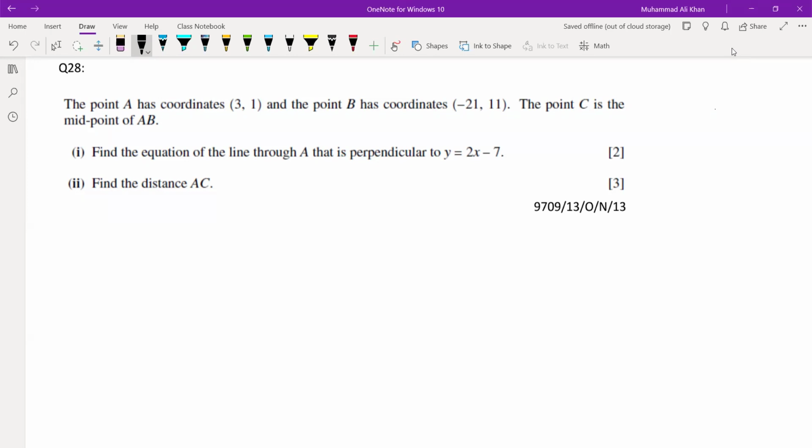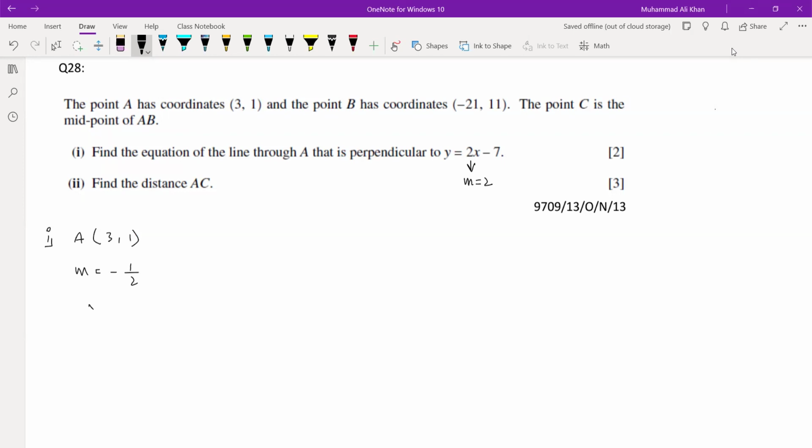Bachcho, for finding the equation of any line, we need a gradient and a coordinate. So the coordinate is given, the line passes through A, which is 3, 1, but we don't have the gradient. But we can calculate the gradient by using this line, and the gradient of this line is 2. Therefore, the gradient of our line is minus 1 upon 2 because the line is perpendicular to this. So the gradient is the negative reciprocal, right?